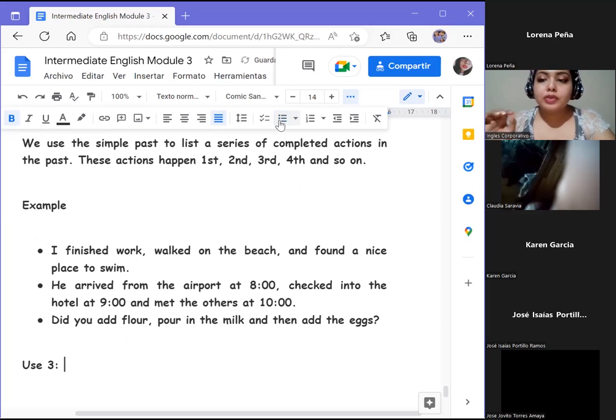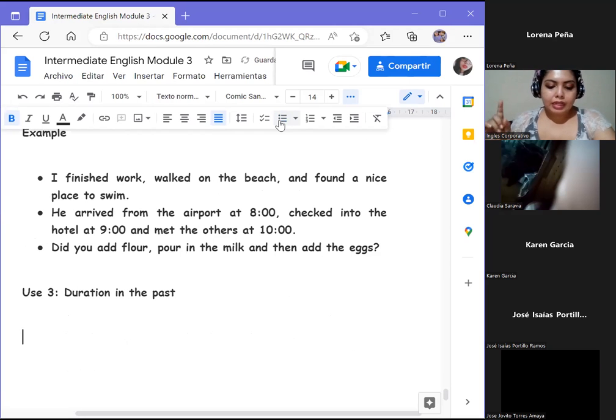And it says, duration in the past. The simple past can be used with a duration which starts and stops in the past. A duration is a longer action often indicated by expressions such as for 2 years, for 5 minutes, all day, all year. In this case, we are talking about how long an action took place.